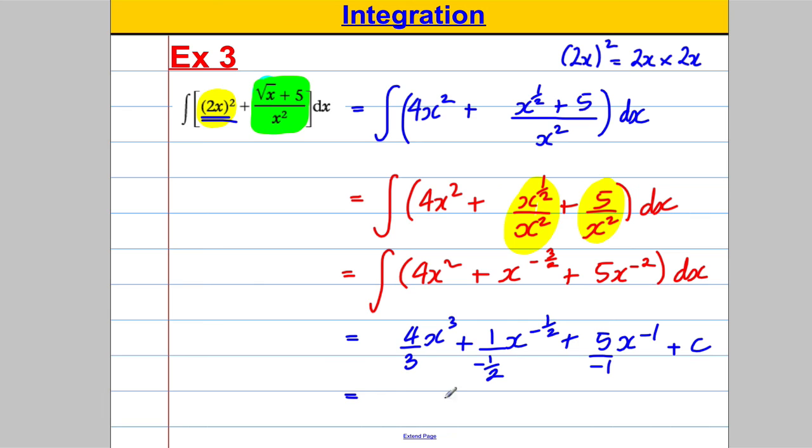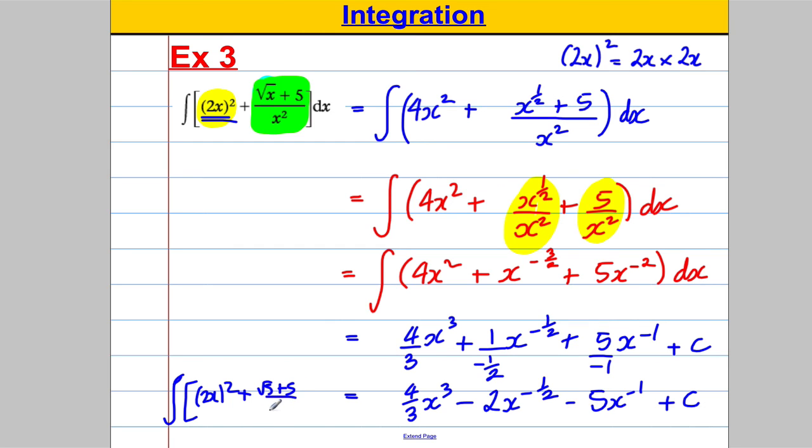And now it's time to tidy up, so this is 4/3 x cubed. 1 divided by negative half is negative 2, x to the negative a half. 5 divided by negative 1 is negative 5, x to the negative 1, plus constant. So the integral of 2x all squared plus root x times x plus 5 over x squared with respect to x is equal to this here. And we're done. And that's it for this video. Hope that made sense. Thanks for watching.